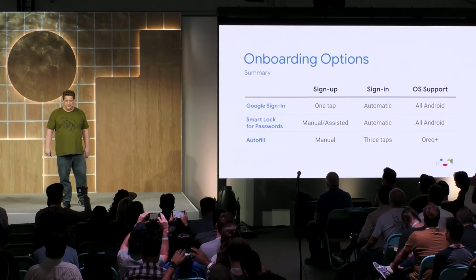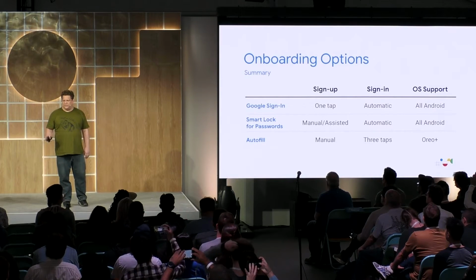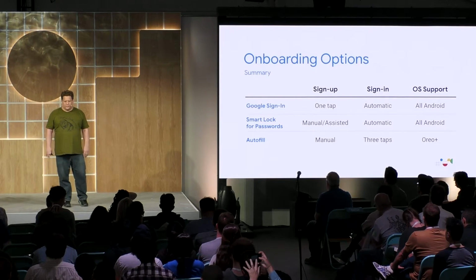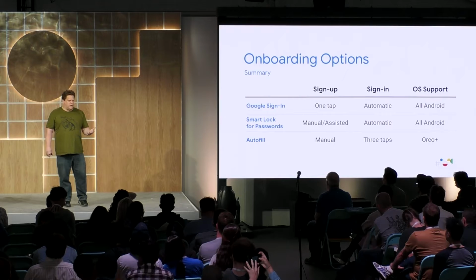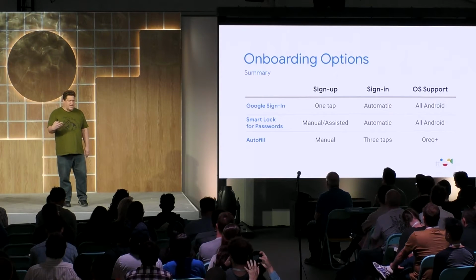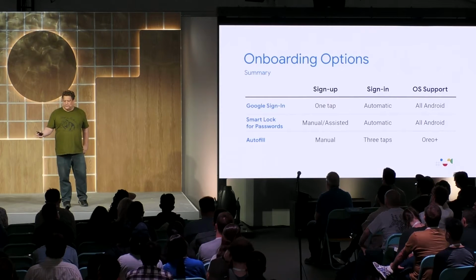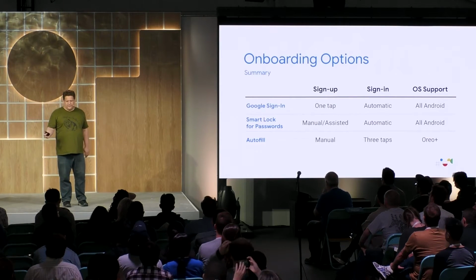So to summarize, Google Sign-In: one tap to get your users on. And then it's just automatic afterwards. Well, programmatic for you, but automatic for your users. And it works on all Android operating systems. It works on iOS. It works on the web. Smart Lock for passwords, there will be a manual onboarding process, but once you programmatically integrate with it, it means that subsequent sign-ins by your users will work on all Android devices, and it's, again, automagical.